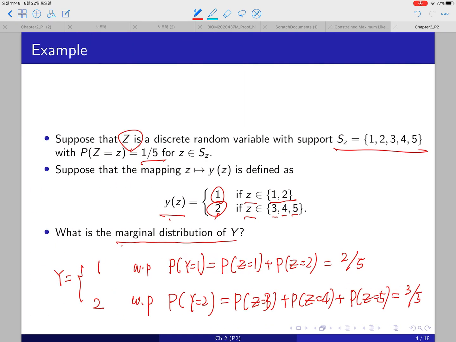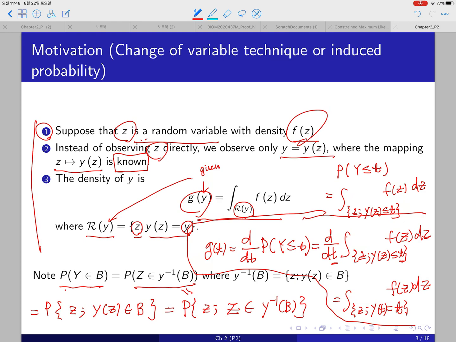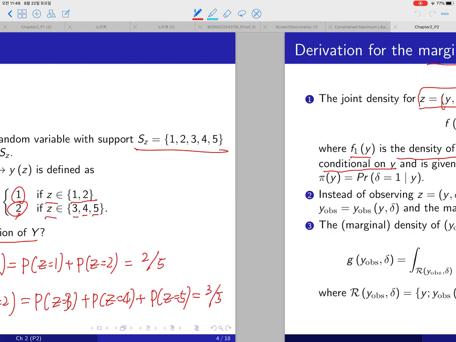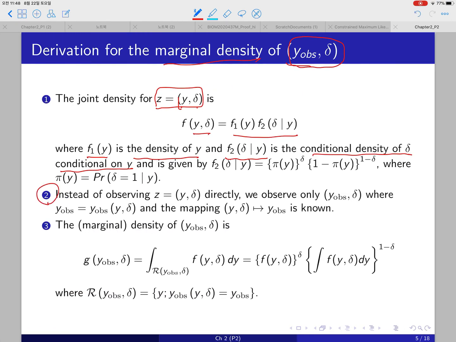And then second step. So step 1 is specifying the original density. Step 2 is specifying the mapping, right? So the step 2 here is the mapping. Mapping is this. Right? So y observed is just, actually, to be more accurate, the mapping is y, delta to y observed, delta. Okay, so this is better.